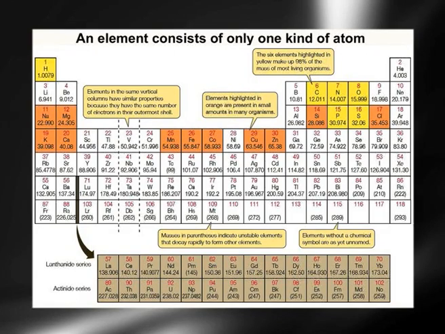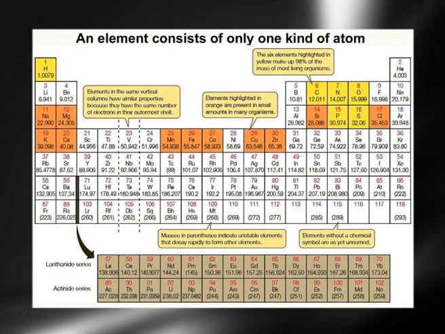Now, an element is a pure substance composed of only one kind of atom. There are more than 100 elements in the universe. About 92 of them are naturally occurring and the rest are prepared in the laboratory. And all these elements have been organized based on their physical and chemical properties in the so-called periodic table of elements. So, this is a representation of the periodic table of elements.